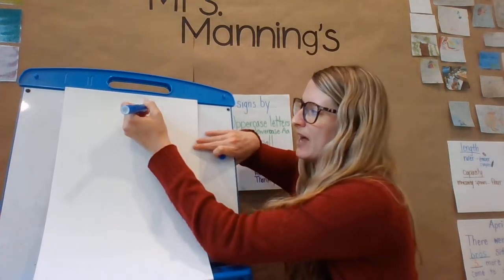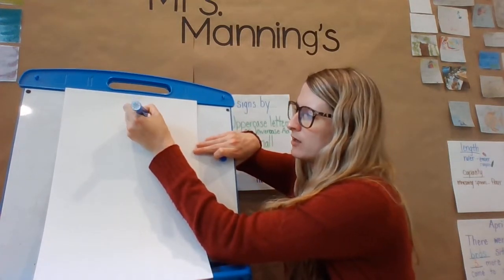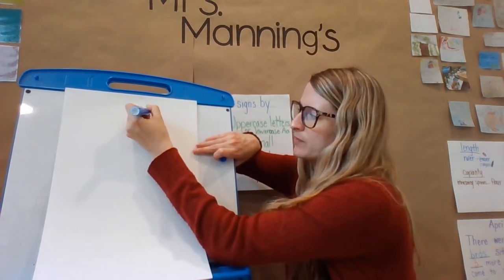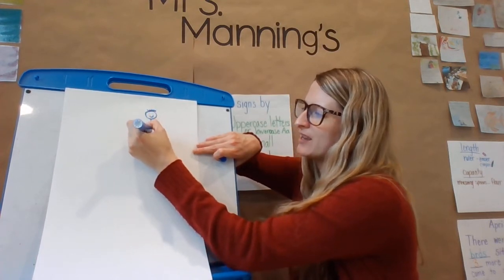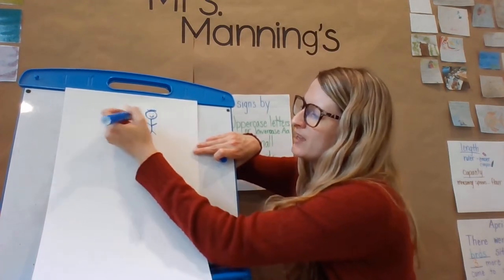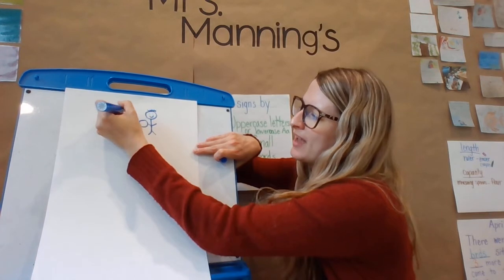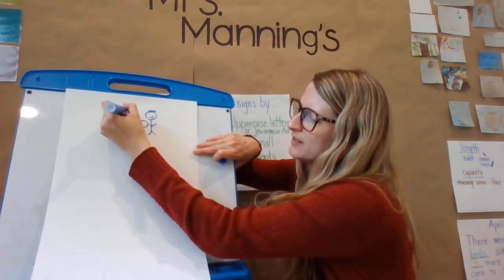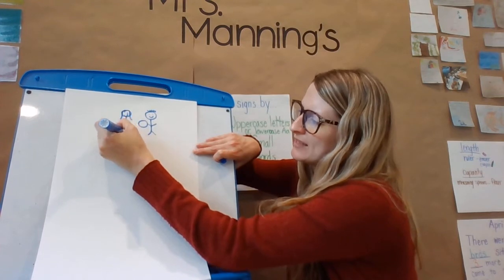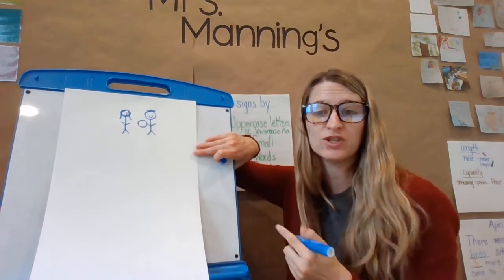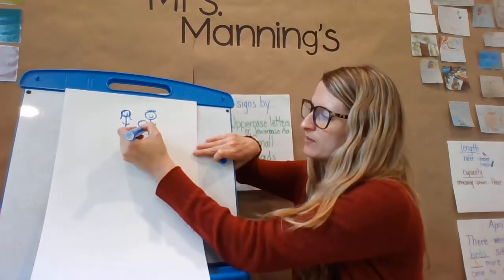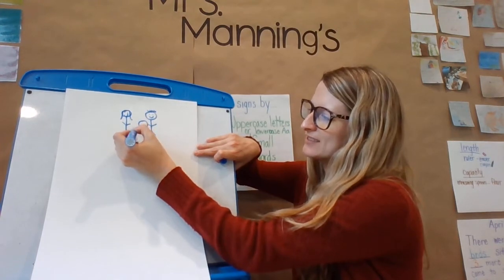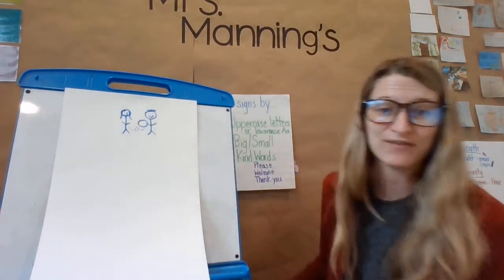So let's see, I'm going to draw, here's one person, a kid playing. Maybe he has a ball. And then here is his friend. And maybe they're passing the ball back and forth. So I want to show that they're playing. So I'm going to draw those movement lines that the ball is moving back and forth.